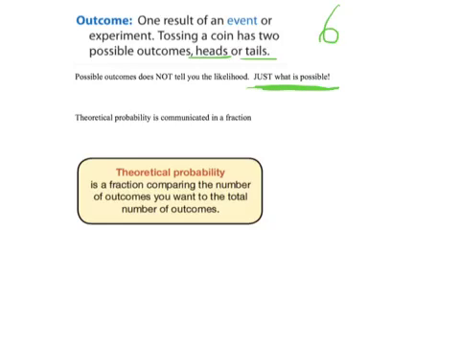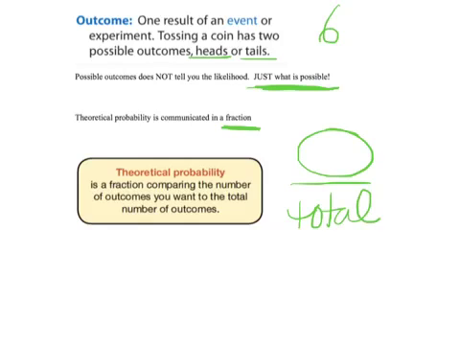Theoretical probability is communicated in a fraction, must be in a fraction, no longer in words. In grade 5 you worked on words, more likely, less likely. At this point you are expected to be more specific and put it into a fraction form. The fraction comparing the number of outcomes that you want. So the top is always what you want as opposed to the total number of possible outcomes on the bottom.